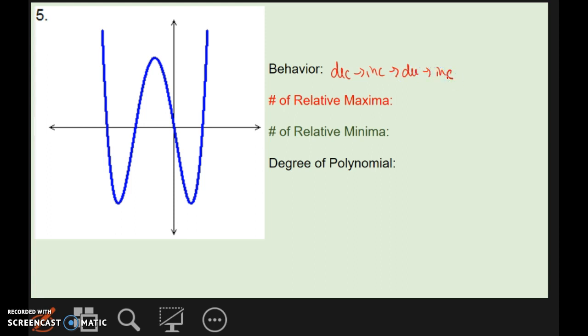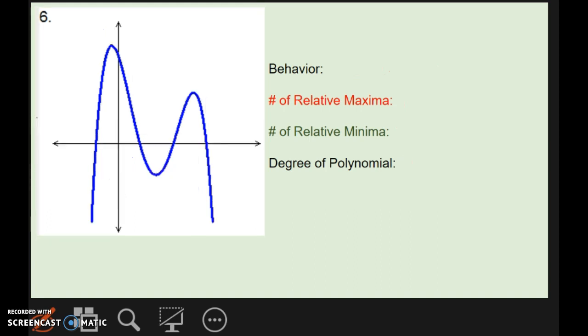And the number of relative maximums, we've got 1 with 2 minima, and the degree is 4. I hope you're seeing the pattern so far. If not, we'll talk about it after this one. Behavior: we've got increase, decrease, an increase again, and then a decrease. 2 max, 1 min, and degree 4.